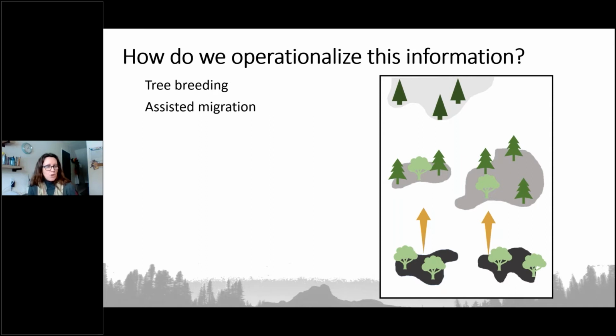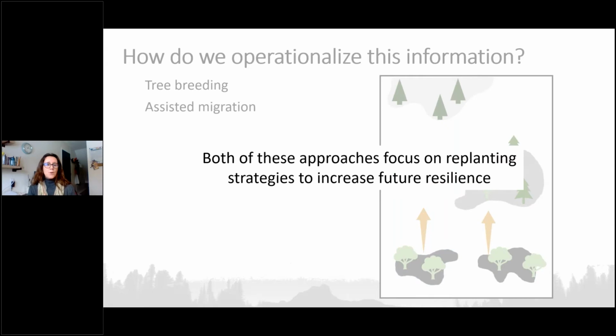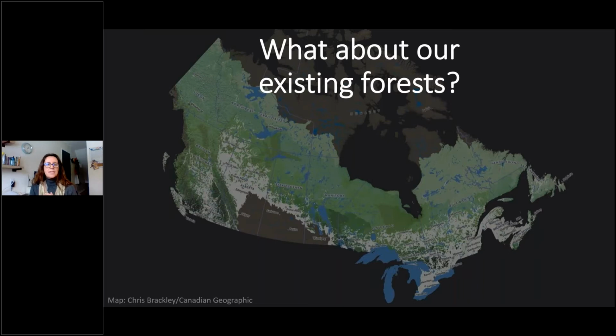So maybe we could use it also in a mountain pine beetle context. So both tree breeding and assisted migration are great approaches that focus on replanting strategies to increase future resilience. So both great options to put what we've learned to work. But what I'm going to focus on today is the question about what about our existing forests?